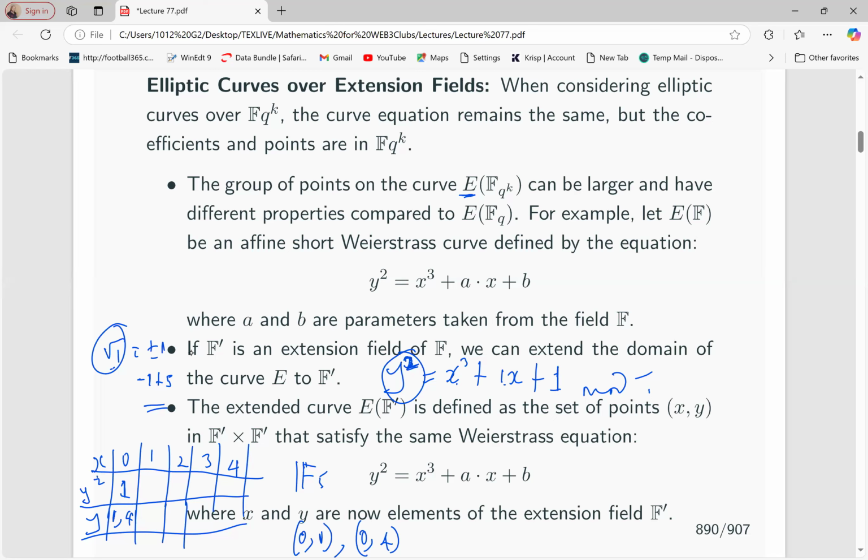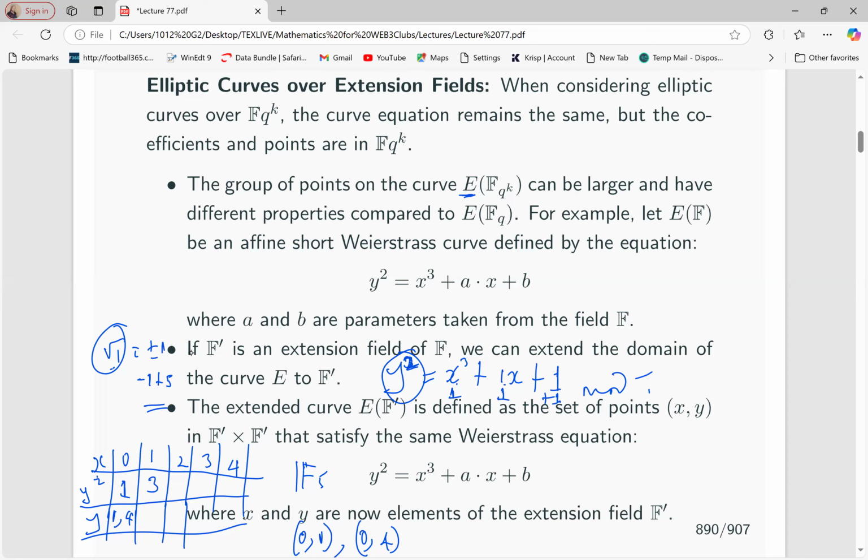Manually, this is how we get points. Now, what about when x is 1? Again, you try. When x is 1, you'll be having 1 square plus 1, then plus 1. 1 plus 1 plus 1 is 3. So y square is 3.